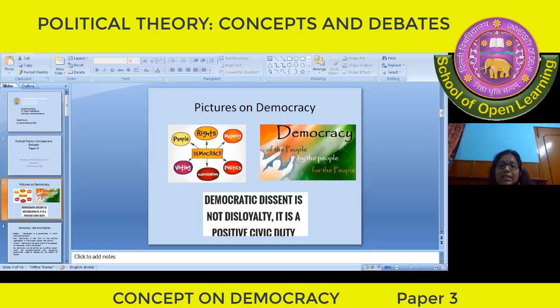Deliberative democracy talks about freedom of opinion. It also talks about an independent judiciary. Deliberative democracy says there should be independence of the judiciary, and the judiciary should be responsive to the needs of the people.